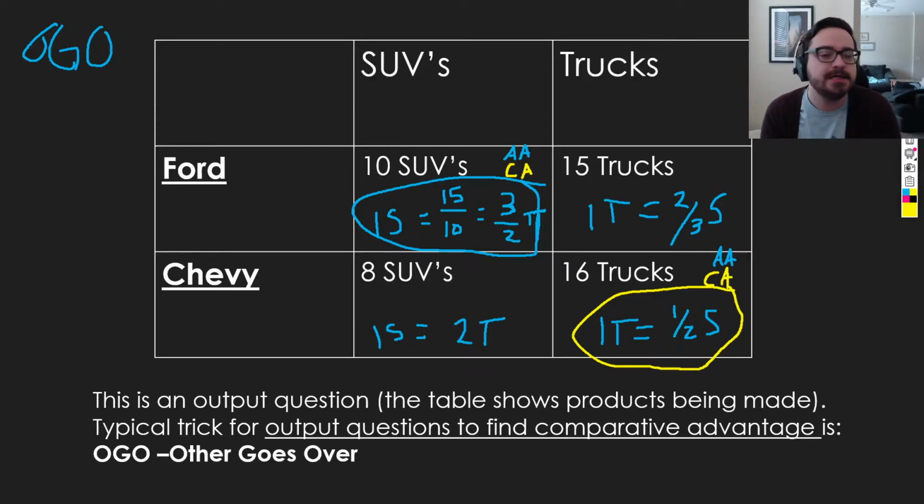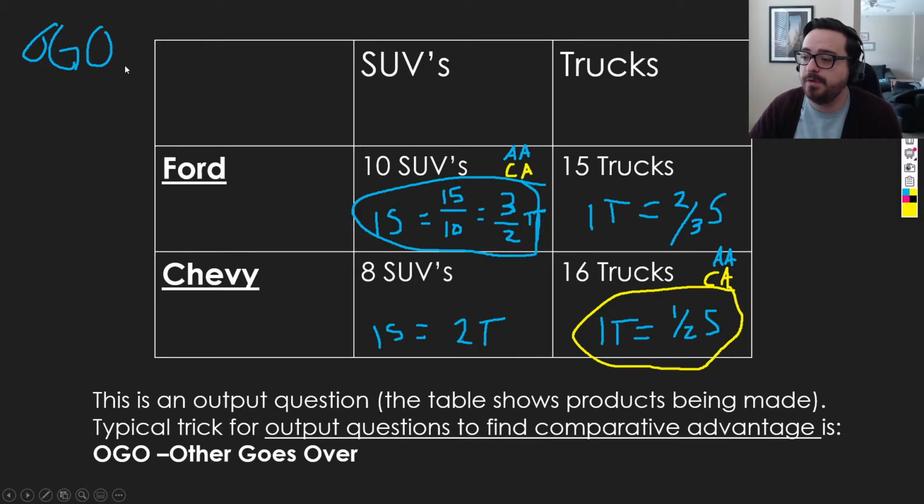output question. It's worth writing down. It's an output problem, where the numbers in the table are the numbers of things being produced, like pizzas and cakes, SUVs and trucks. On those problems, the way to find your comparative advantage is to take other goes over, this OGO thing, right? To find the opportunity cost, 1 S equals other goes over, 15 over 10. So the opportunity cost of 1 SUV is 3 over 2 trucks.